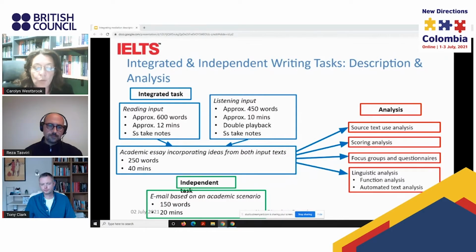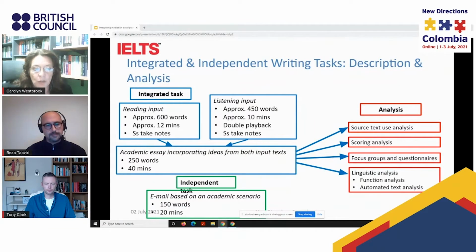The reading input was about 600 words, and students had about 12 minutes to take notes on the content, and then they didn't see the reading input after that. For the listening input, this was about 450 words. This part lasted about 10 minutes because it was played twice, and students had the opportunity to take notes throughout. They then used the notes that they'd taken to write an academic essay incorporating ideas, as I say, from both texts, and the requirements were that they should write at least 250 words in 40 minutes.